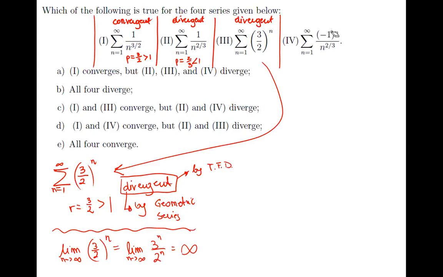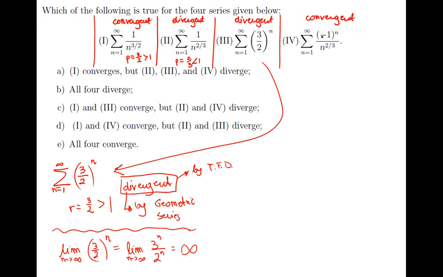Okay, and now what about the last one? (-1) to the n over n to the power of 2/3. What test can we use? Of course, I wanted to ask you the question, but at this point I'm really hoping that everybody can say that this is convergent.